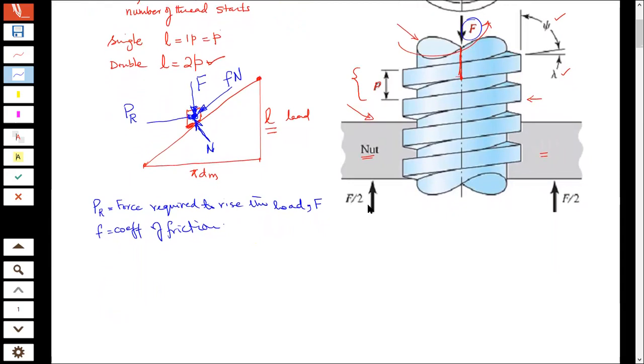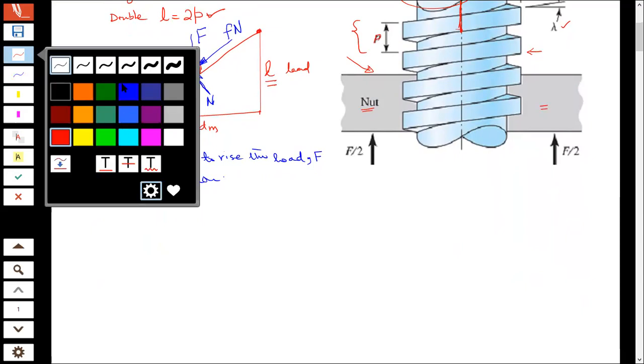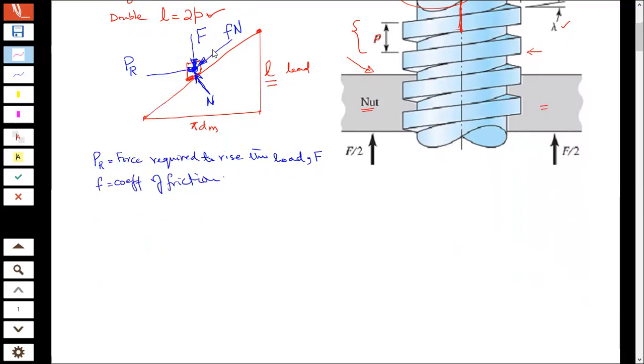Now I can go ahead and analyze this diagram. If I look at these forces, I can split this one into two components over here.